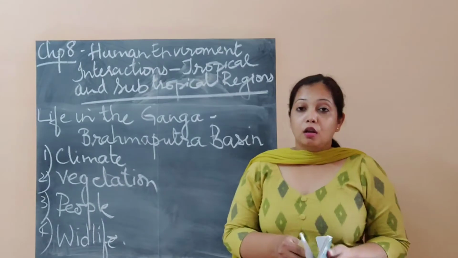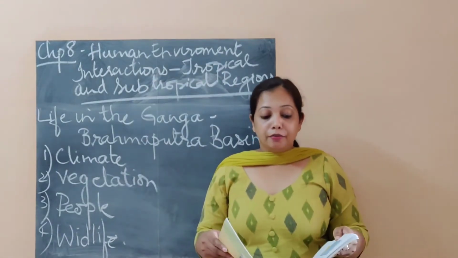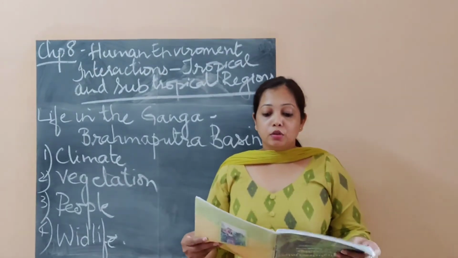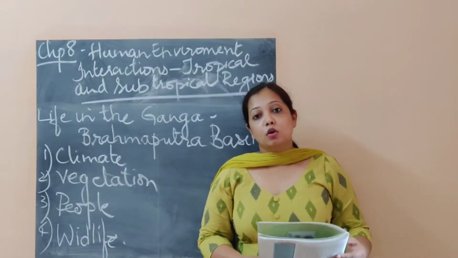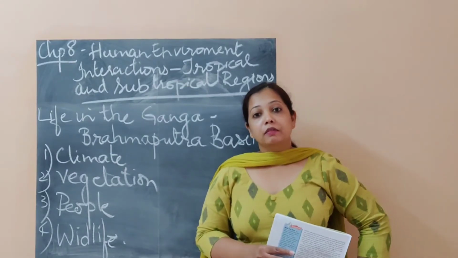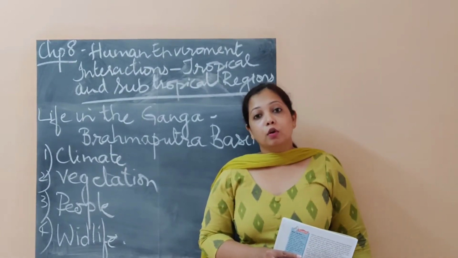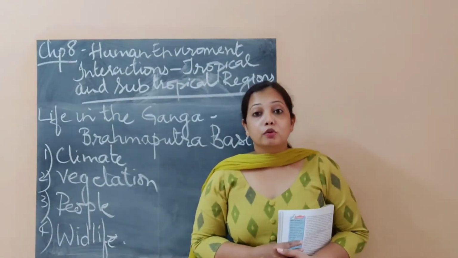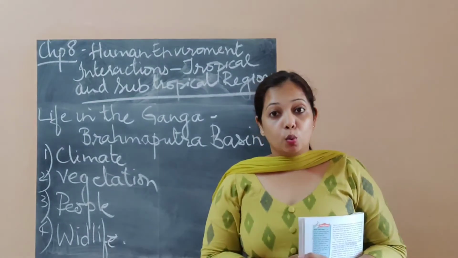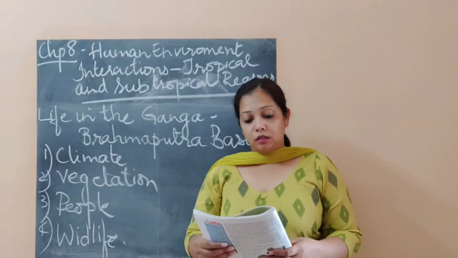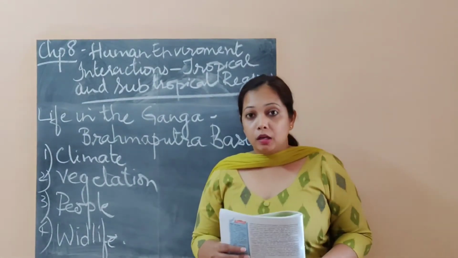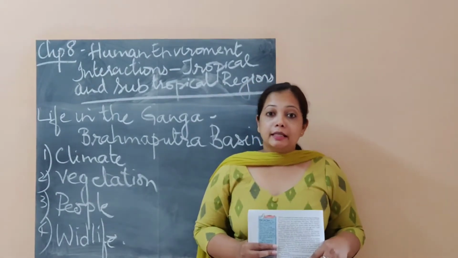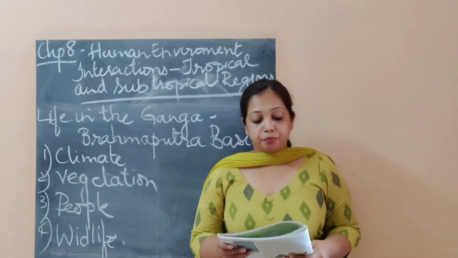So when we start with the life in the Ganga and the Brahmaputra, we always talk about the tributaries of the Ganga. These include the Ghagra, the Gandak, the Son, the Kosi, and the Chambal. All these are tributaries of the Ganga, and they make the land very fertile.